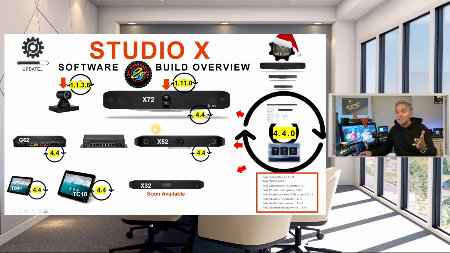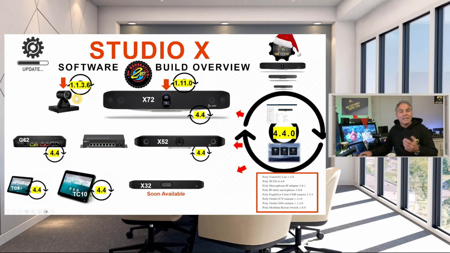So you can install the 4.4 on the X72, the X52 and the X32, which comes very soon. The 4.3 was not available on the X72, but now the X second generation is completely aligned with the 4.4 release. So you can now safely upgrade your devices to this version. Same with the G62, it supports the 4.4.